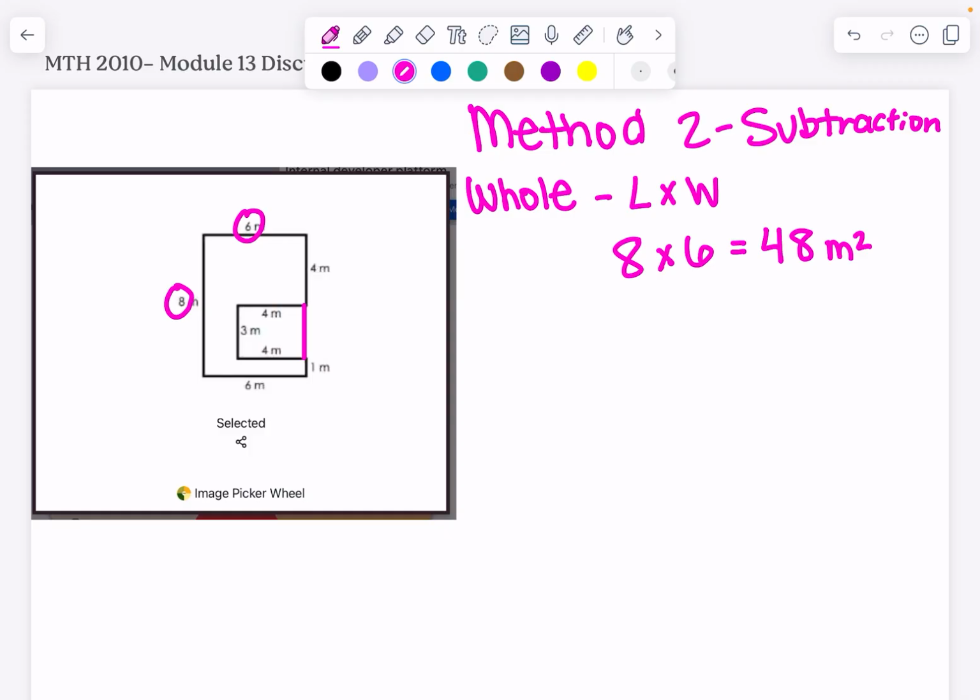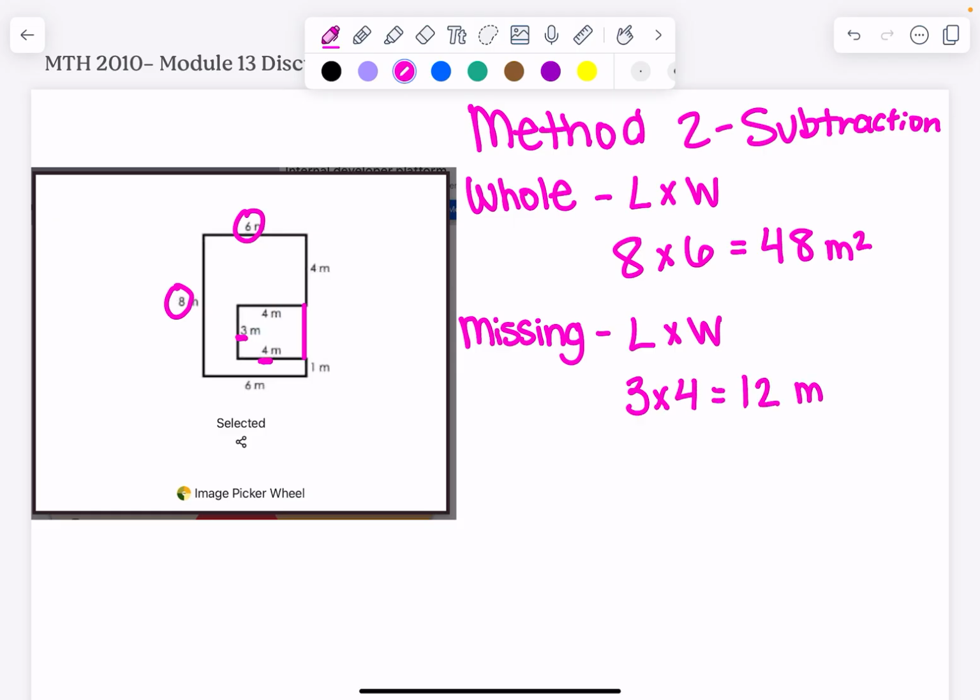So now we have to find the area of what we are missing. It again is length times width. So we know that this is 3 and this is 4. So then we just simply multiply again. 3 times 4, which gives us 12 meters squared. Remember, area is always squared units.